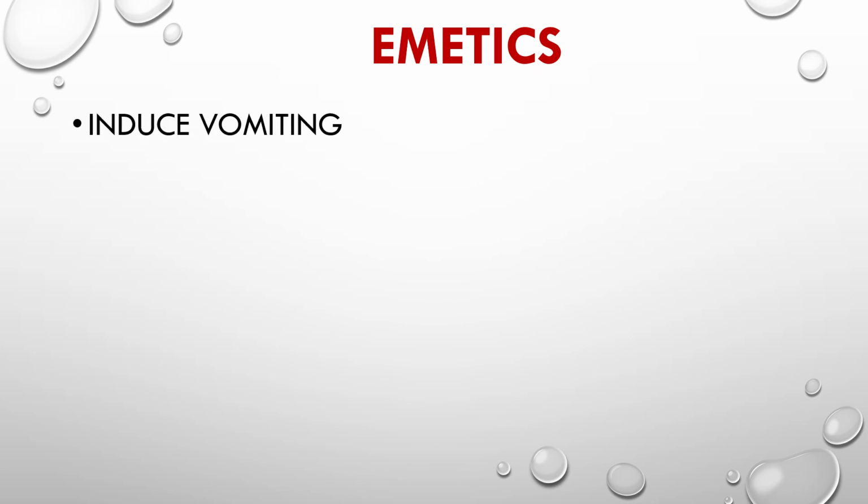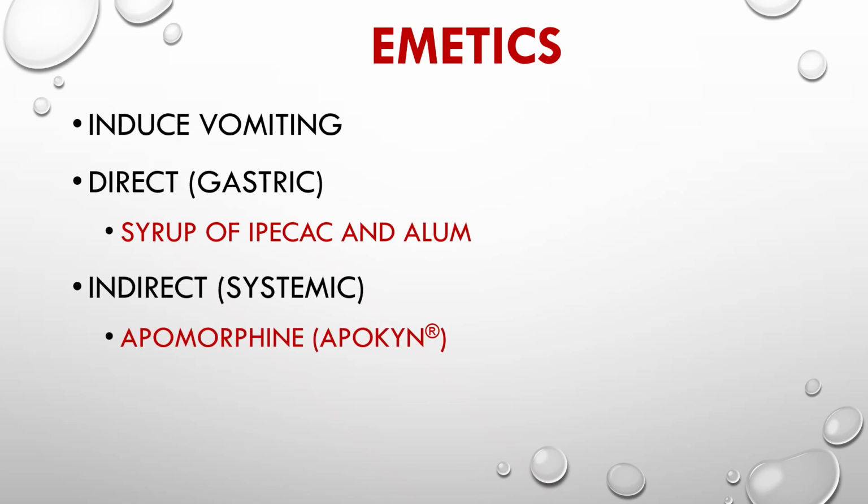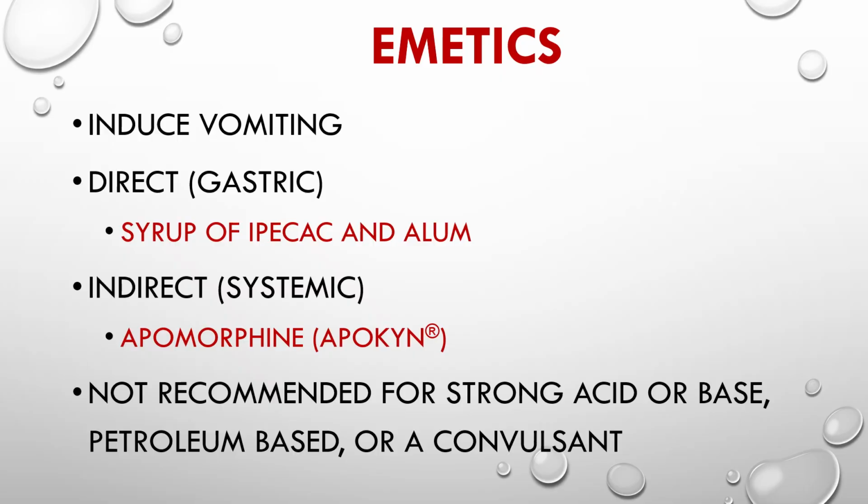Emetics, so these are going to induce vomiting. Either directly by stimulating the gastric reflex, like syrup of ipecac or alum, so that's going to work directly at the GI system to induce vomiting, or we can use a more systemic, indirect agent called apomorphine, and that's going to stimulate the vomiting reflex in the brain. So either triggering the stomach or triggering the system, more like in the brain, to cause that vomiting.